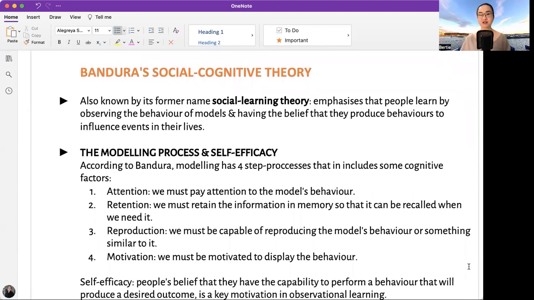Bandura's social cognitive theory, also known by its former name, social learning theory, emphasizes that people learn by observing the behavior of models and having the belief that they can produce behaviors to influence events in their lives. The modeling process and self-efficacy: according to Bandura, modeling has four steps that include some cognitive factors.